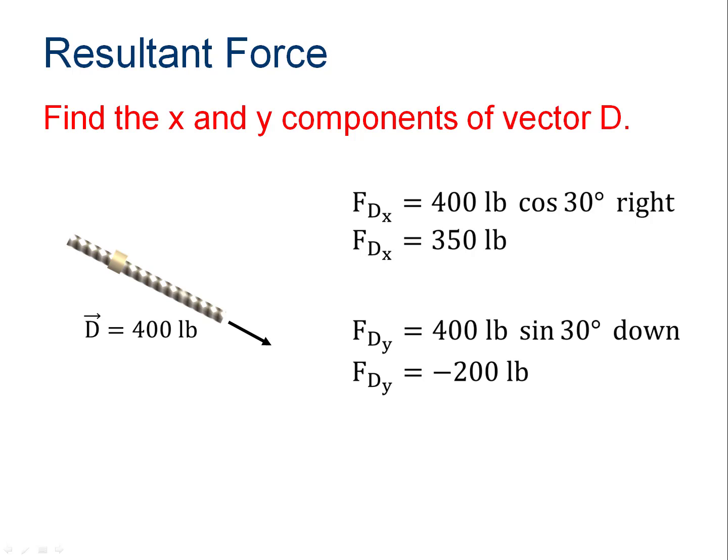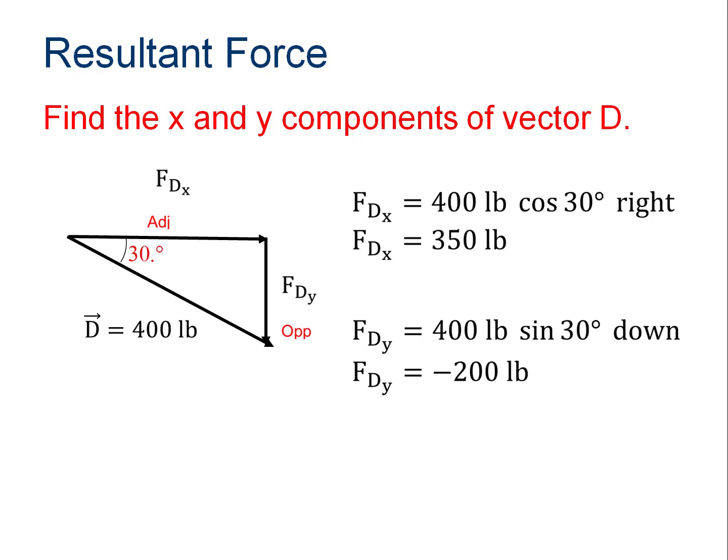So now let's look at the vector D. D goes down and to the right with 400 pounds. Again, I can replace it with its component vectors. Fd sub x is my adjacent side. The x component's my adjacent. Fd sub y is my opposite side.